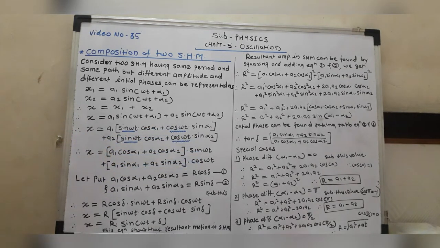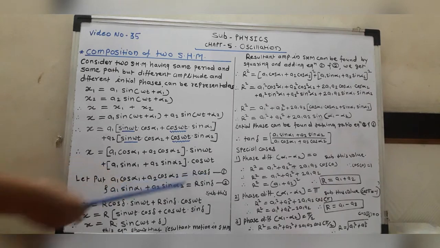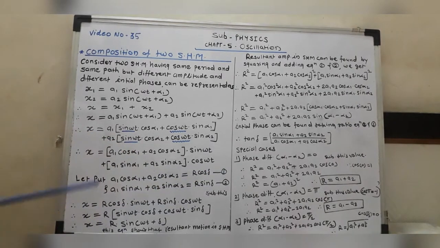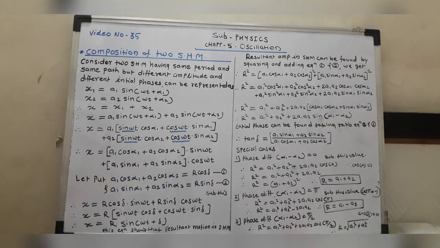Then instead of these bracket terms, let us put r cos del for the first bracket and r sin del for the second. Therefore, let a1 cos alpha 1 plus a2 cos alpha 2 be equal to r cos del. This is equation number 1. And the second bracket, a1 sin alpha 1 plus a2 sin alpha 2, is equal to r sin del. This is equation number 2. You can use this trick: first bracket r cos del, second bracket r sin del. You have to remember this.